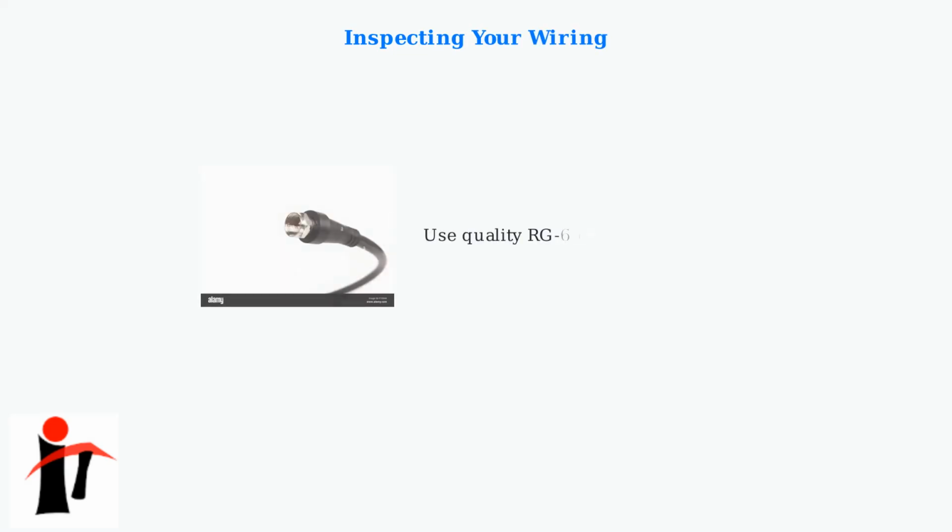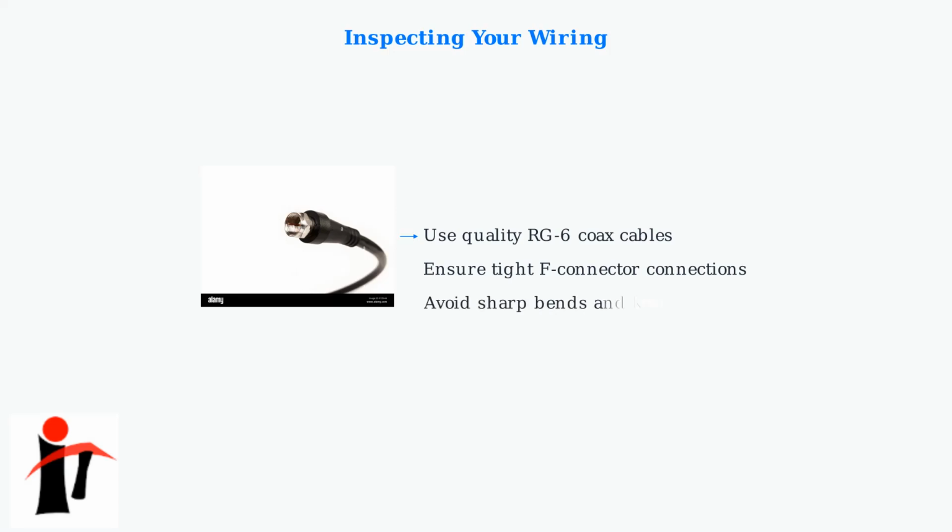Lastly, inspect your wiring. Start by using high-quality RG6 coaxial cables for the best signal transmission. Ensure all F connectors are tightly secured to prevent signal loss. Avoid sharp bends and kinks, as these can damage the internal wires and weaken the signal. Check for splitters in your setup, as each one can reduce signal strength by 3 to 4 decibels.